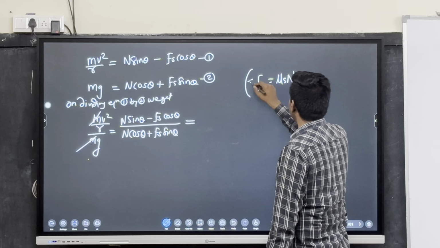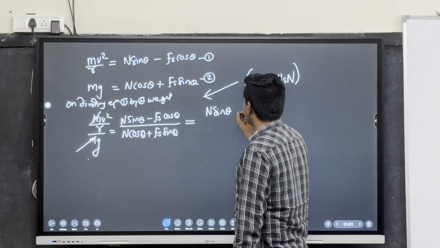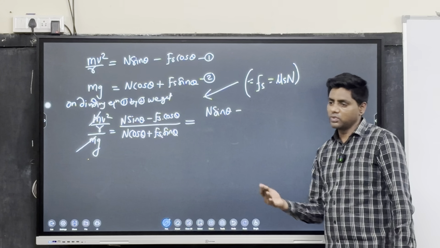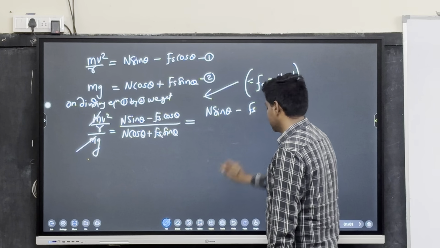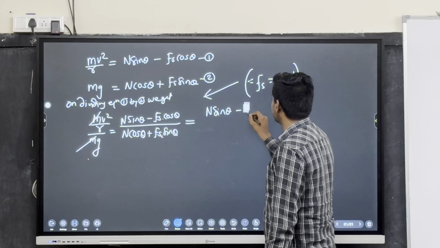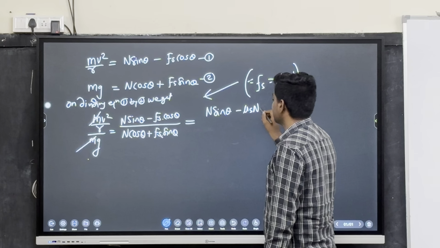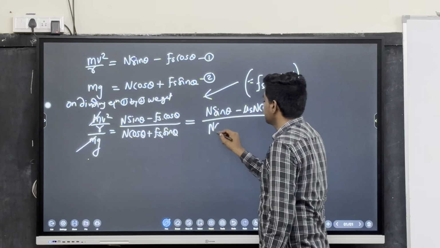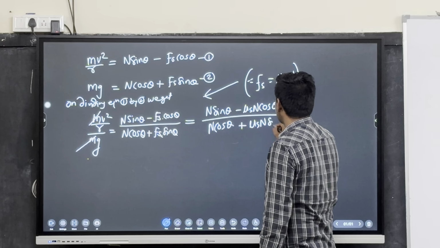Frictional force is equal to mu s into N. After substituting the frictional force, we get N sin theta minus mu s, the coefficient of static friction, multiplied by normal reaction, N cos theta, divided by N cos theta plus mu s N sin theta.